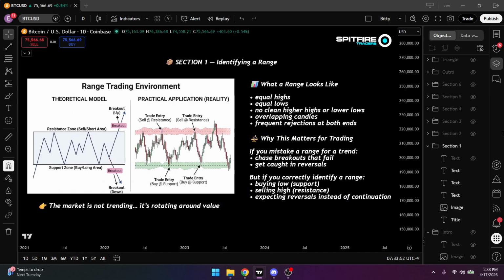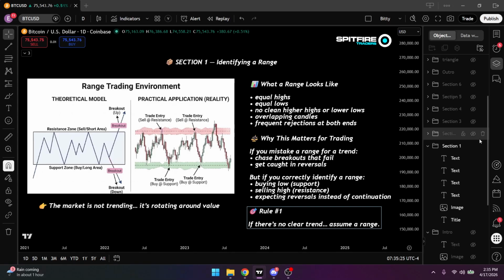Why does this matter for trading? If you mistake a range for a trend, you likely chase breakouts that fail and get caught in reversals. But if you correctly identify a range, you can shift your mindset to buying low at support, selling high at resistance, and expecting reversals instead of continuation. So the first rule of range trading is if there is no clear trend, assume a range.